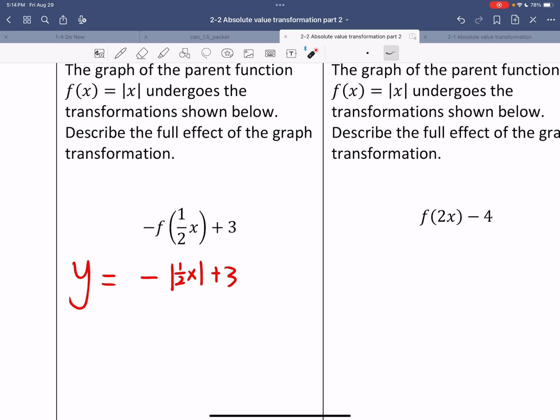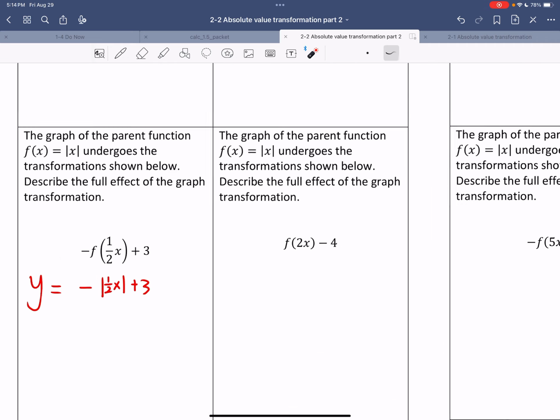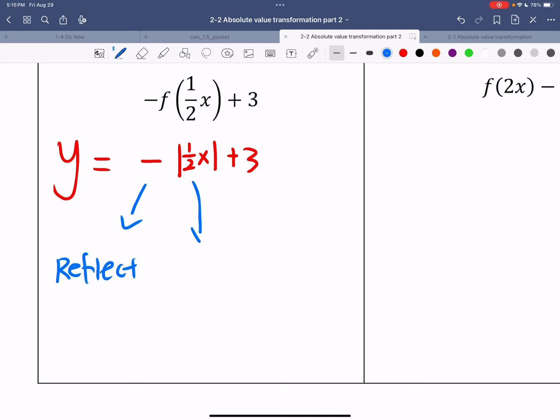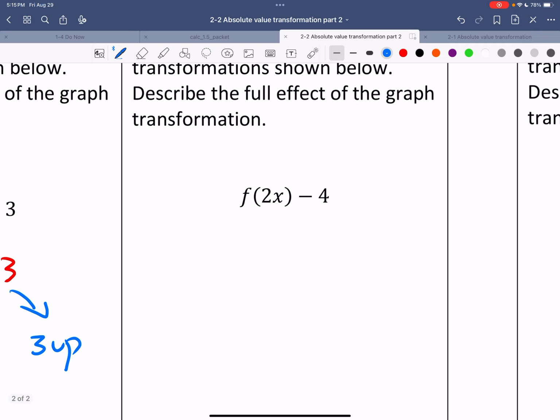As you can see, the only thing that I changed is this f with a parenthesis. I just changed this one with the absolute value. That's it. And simple. Just write it. It's a reflection. And this one is horizontally stretched by 2, and this one is 3 up. So you can try this question by yourself.